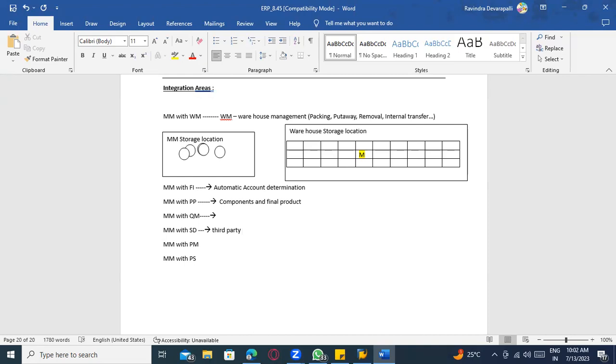Anyone? What is the meaning of third party procurement process? Is it audible?